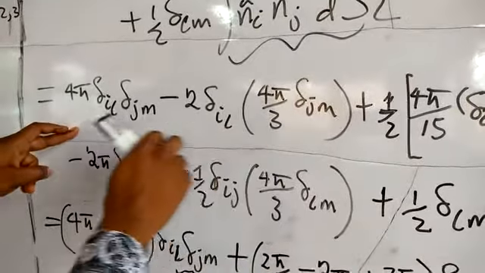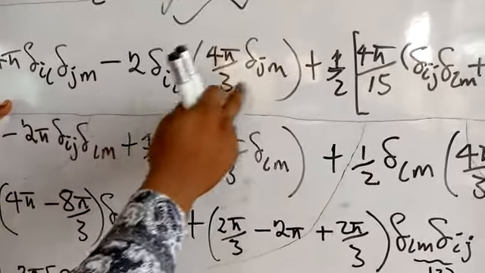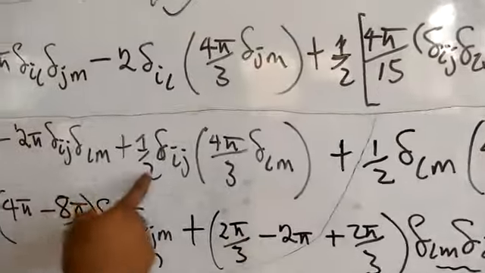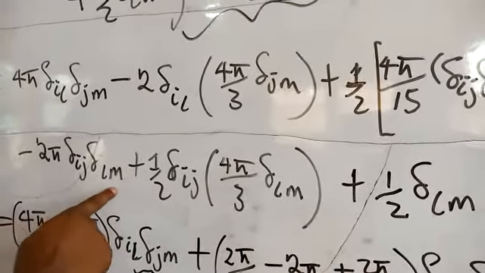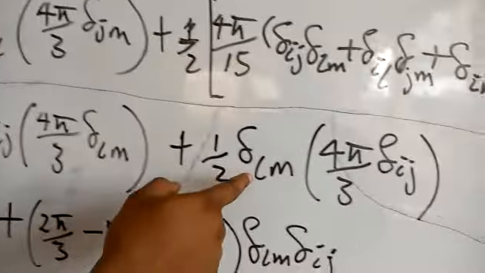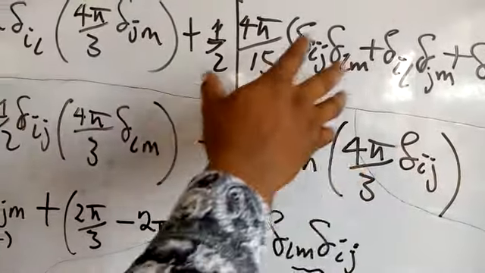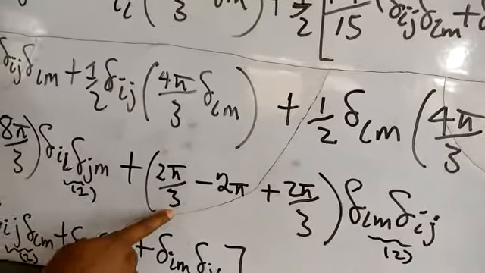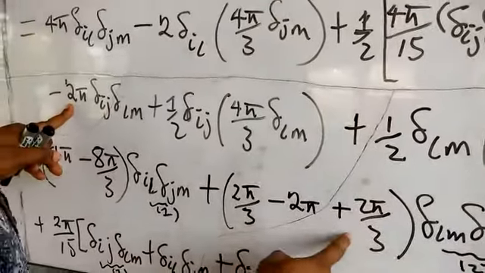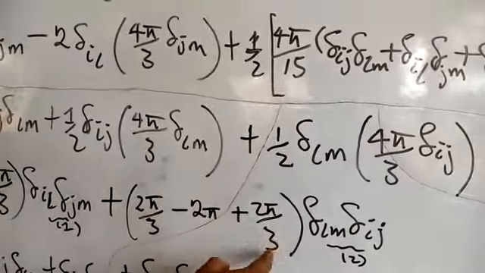Like we've said before, they had common factors in terms of the Kronecker deltas. Incidentally, these last 3 terms also have common Kronecker deltas. I have delta_ij, delta_im, delta_im, delta_im, delta_ij. So simply, this of course cancels that and gives me 2π over 3, minus 2π, and plus again another 2π over 3.